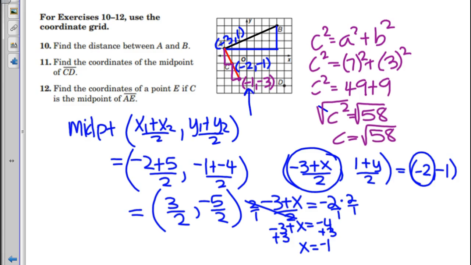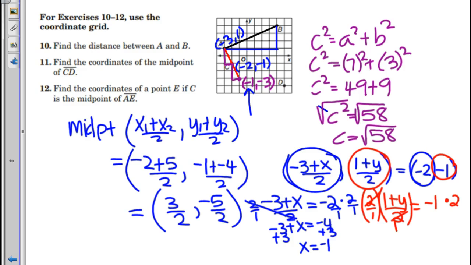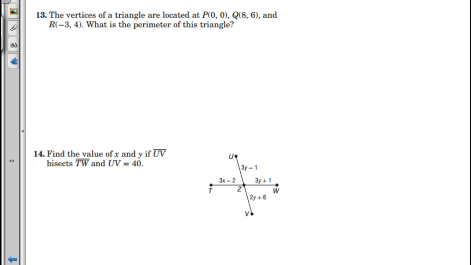All right, on the y coordinates, we'll take this guy and set it equal to this guy. So 1 plus y over 2 equals -1. Same process to get rid of that 2 off the bottom. We'll multiply both sides by 2. So 1 plus y equals -2. Subtracting 1 from both sides of the equation, y is -3, which is exactly what we found right there. So if you don't have a graph, that is how you would do it with the equations. If you do have a graph, then of course you could just count. All right, let's keep going.